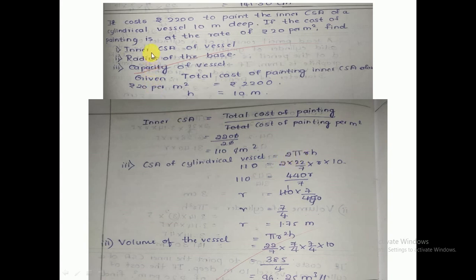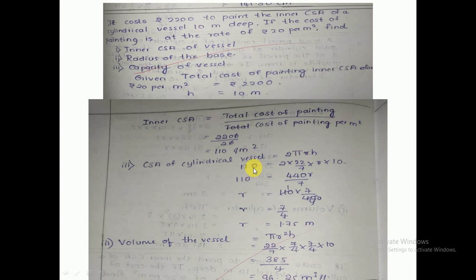The inner CSA of the cylindrical vessel formula is 2 pi RH. Here first question, inner CSA of the vessel, we got, no? How can we find out the inner CSA? That is total cost of painting divided by cost of painting per meter square. Then using this inner CSA, we have to find out the radius of the base. So for that we are moving on. CSA of a cylindrical vessel is the 2 pi RH formula.